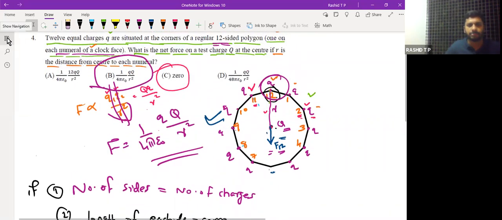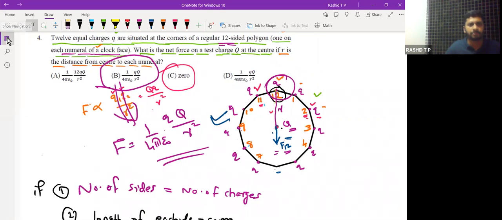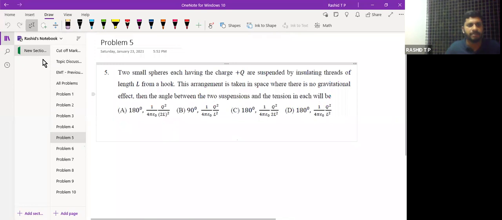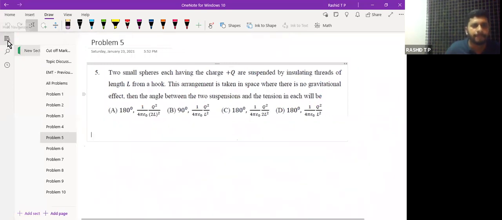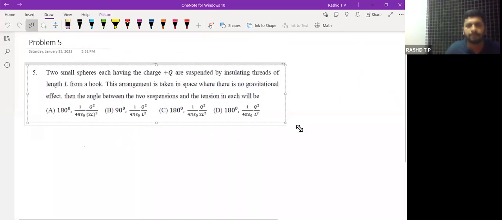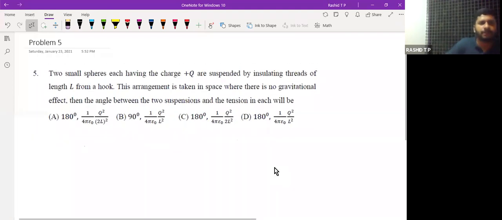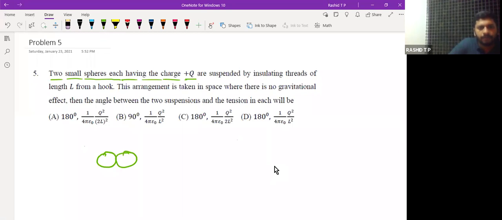Now let us move to the next question. This time is flying like anything. It's a very simple question. See, two small spheres, each having the charge plus q. That means two spheres. Okay, let us read more.